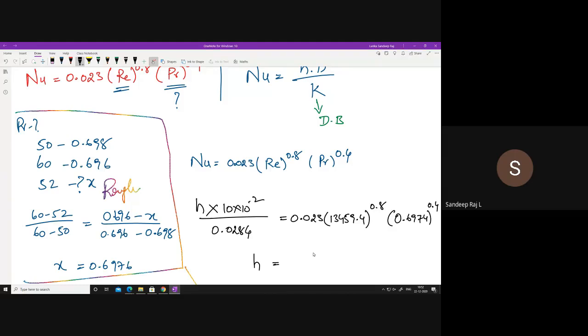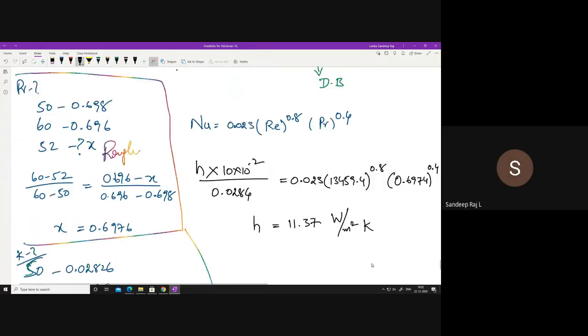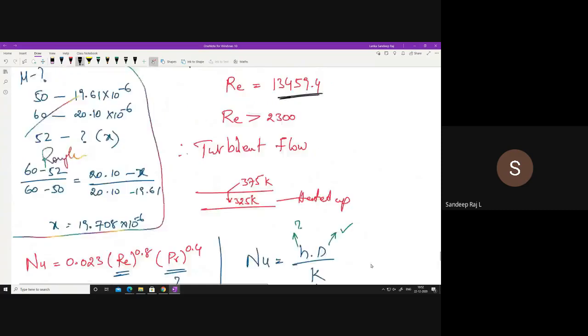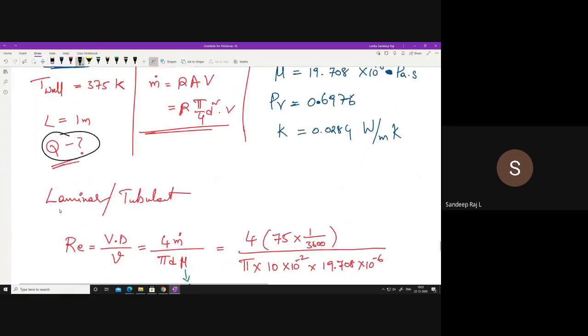In this the only unknown is h. What is the value of h? It is 11.37. What is the unit of this? Watt per meter square Kelvin. So that's how you find the h value. But he's not asking the h value in the question. He is actually asking for the Q value.